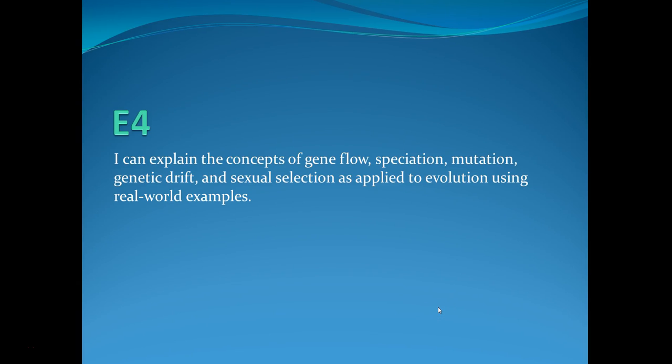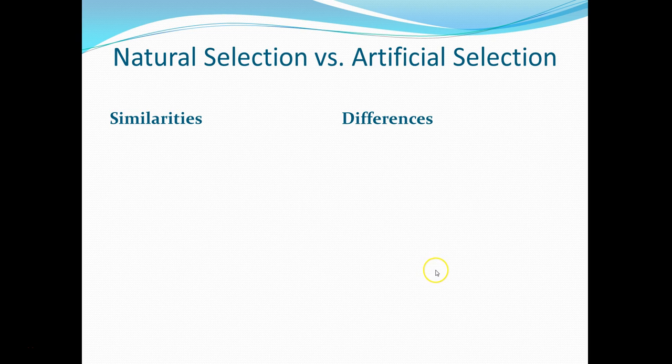We're going to go through target E4, which says you should be able to explain the concepts or ideas of gene flow, speciation, mutation, genetic drift, and something called sexual selection as it applies to evolution using real-world examples.